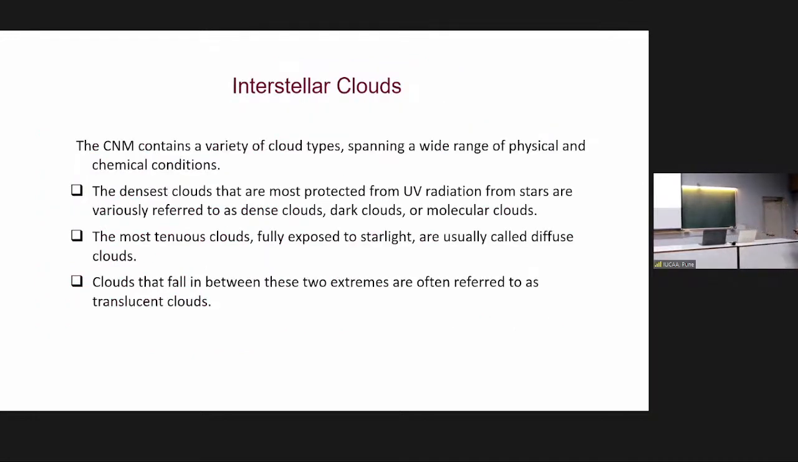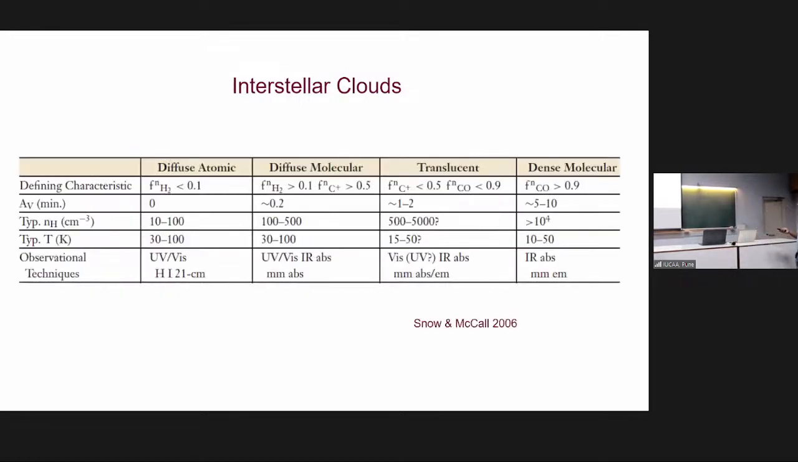So interstellar clouds, we can have molecular clouds. Basically, we have three basic clouds: the dense molecular clouds, diffuse clouds, and in between these two, we have translucent clouds. So we have diffuse atomic, diffuse molecular, translucent, and dense molecular cloud. This is a very nice review article published in Annual Reviews of Astronomy and Astrophysics.